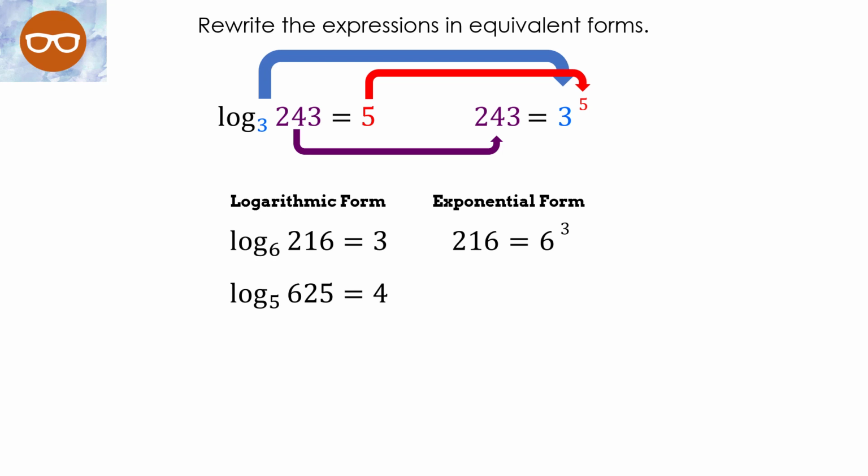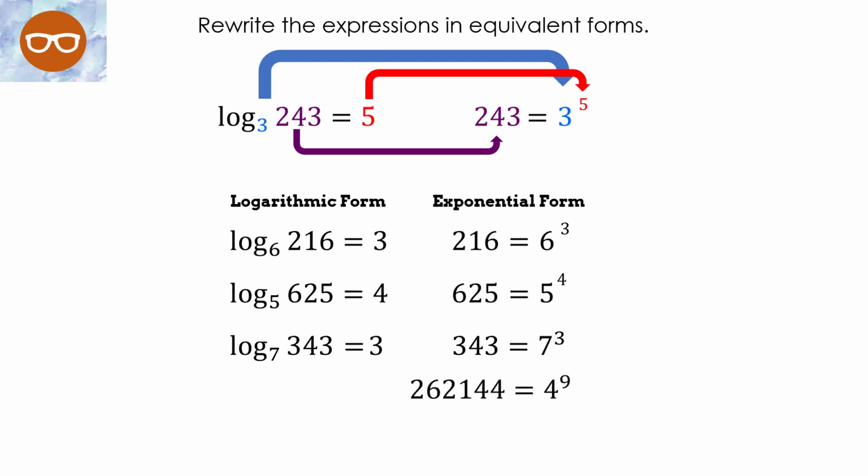Log base 5 of 625 equals 4. For this one, we have 625 equals 5 to the 4th power. And once again, you can try that on your calculator. 5 to the 4th power should give you 625. What if I'm given 343 equals 7 to the 3rd? Well, that's actually no problem. We'll have log base 7 of 343 equals 3.